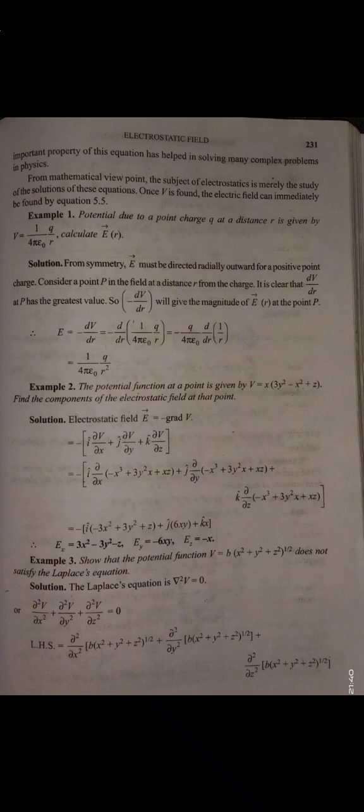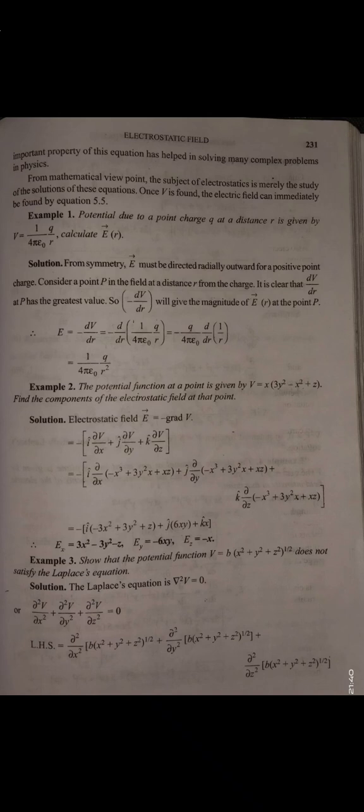Therefore, E is equal to minus dV by dr, which is equal to minus d by dr of 1 upon 4 pi epsilon naught into q by r, which is further equal to minus q upon 4 pi epsilon naught d by dr of 1 by r, which is equal to 1 upon 4 pi epsilon naught into q by r square.